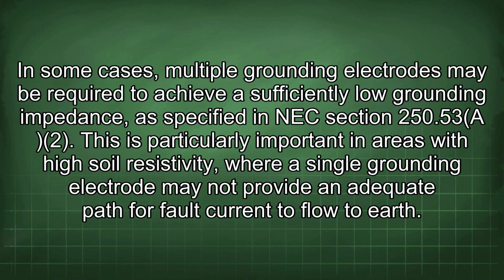In some cases, multiple grounding electrodes may be required to achieve a sufficiently low grounding impedance, as specified in NEC Section 250.53(A)(2). This is particularly important in areas with high soil resistivity, where a single grounding electrode may not provide an adequate path for fault current to flow to earth.